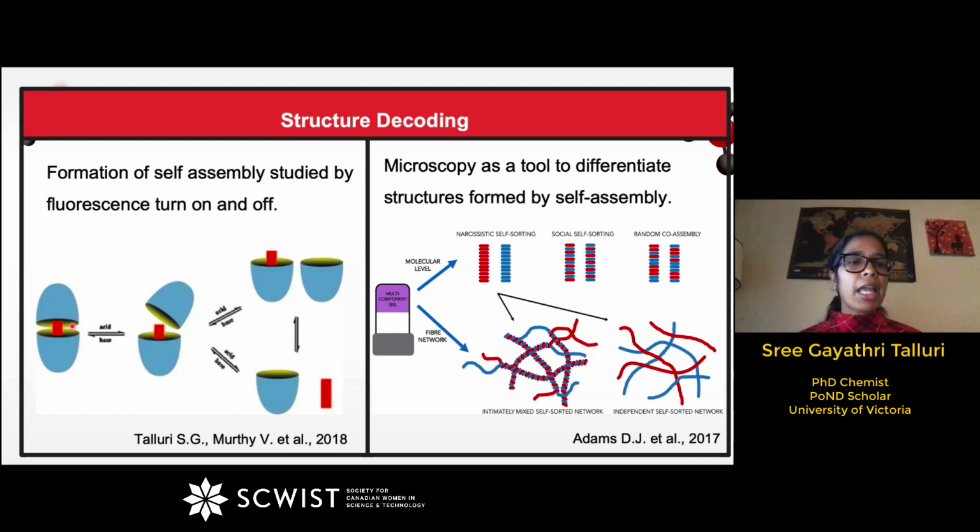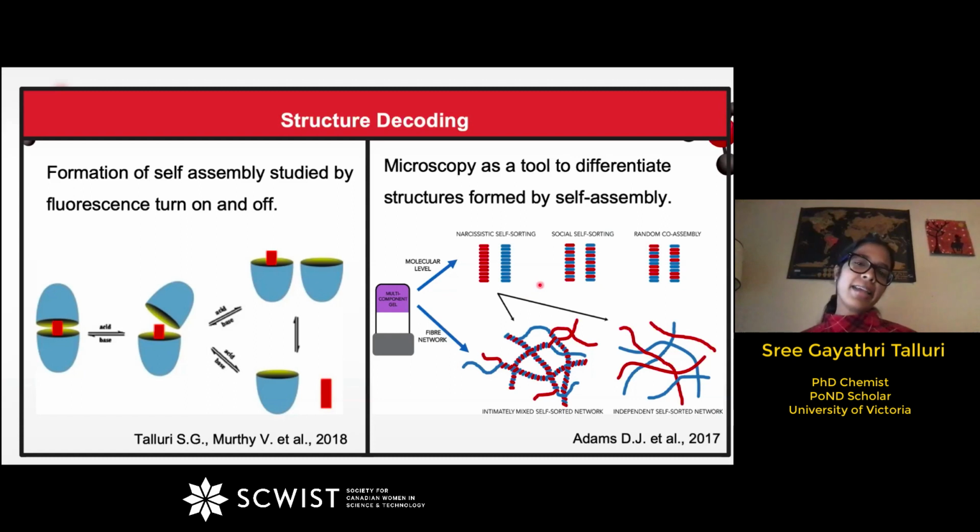Using fluorescence, we were able to show that in an acidic environment, the capsule is open, and in a basic environment, the capsule remains closed. The figure on the right shows a hydrogel that is formed by self-assembly of two building blocks indicated by the red and blue dots here. When these two building blocks form a gel, there are three possibilities. Either they can align by themselves like this, which is known as narcissistic self-sorting, or they can mix together in a parallel fashion, which is called social self-sorting, or the way they organize can be random, which is called random co-assembly.